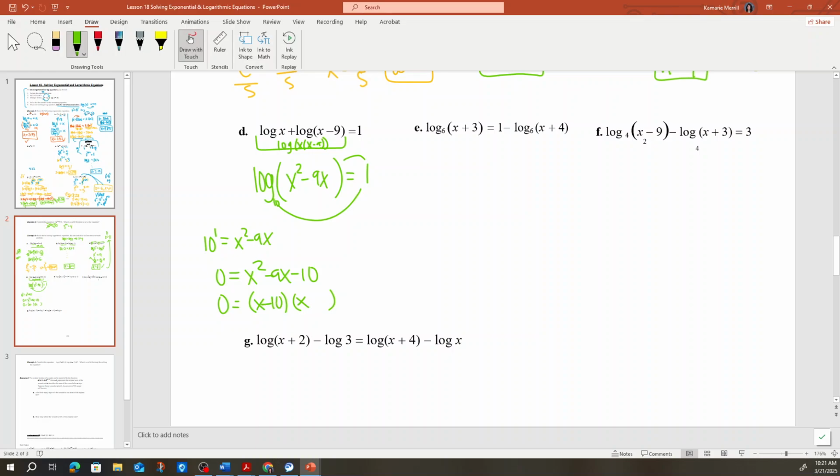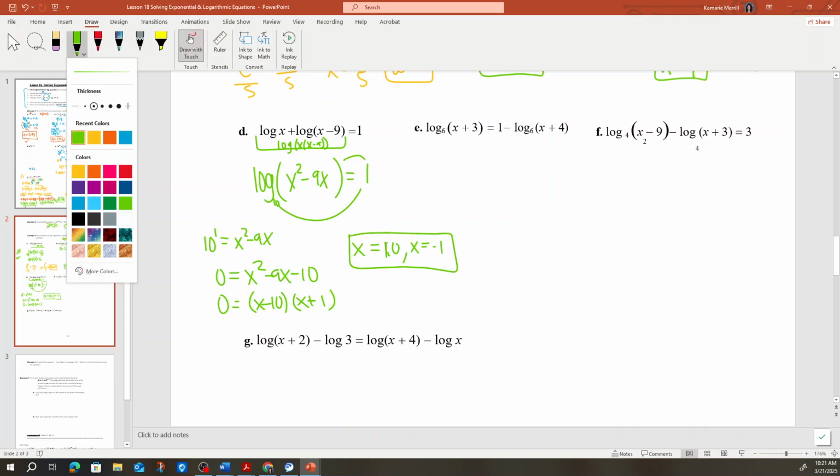Now this one factors, and I'm kind of being quick now. What it factored to is x minus 10 and x plus 1. So my solutions are x equals 10 and x equals negative 1. Those are my two solutions. But you got to be careful because we got to make sure they work.